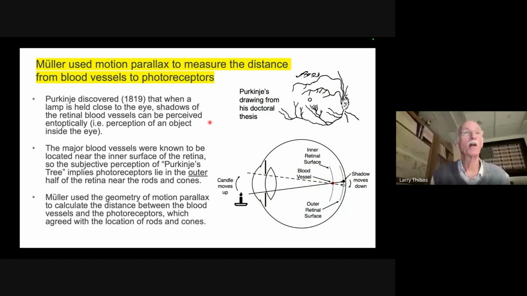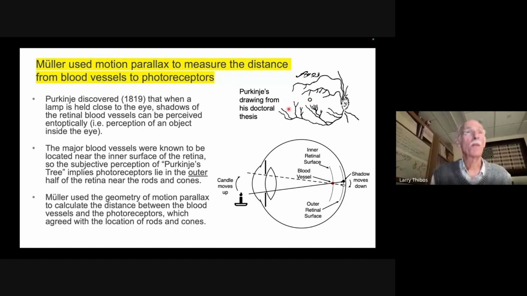Purkinje had already discovered, Purkinje being the great Czech physiologist, in his PhD thesis, by the way, one page of his PhD thesis, he described what has been forever known as Purkinje's tree, which was an anatomic visualization of his own blood vessels. And here's his drawing of his own blood vessels. Optic nerve head, here are the major vessels coming out. And right there, that little circle is the place where he said there were no blood vessels. And it turns out that's the fovea.